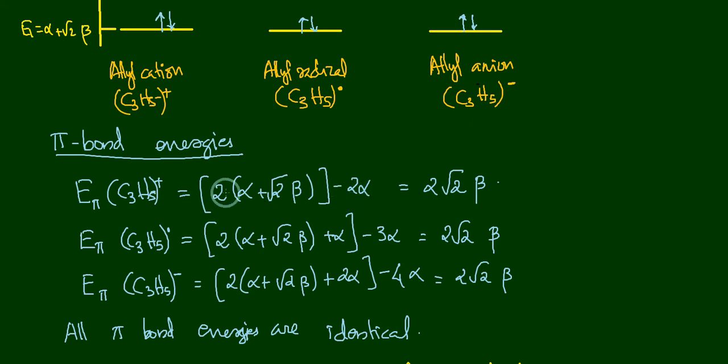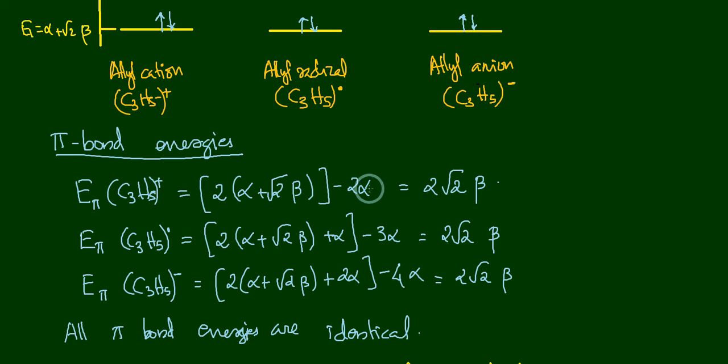Okay, so the energy of the two electrons in the allyl cation is equal to 2 into alpha plus root 2 beta, because this level is equal to alpha plus root 2 beta and two electrons are there in that level. Therefore, the total energy of the two electrons is equal to 2 into alpha plus root 2 beta minus, we are reducing the energy of the electrons if there was no bonding, means in the absence of the bonding.